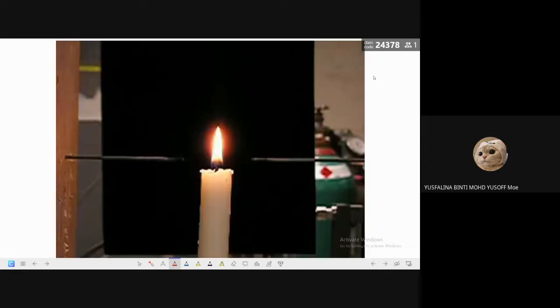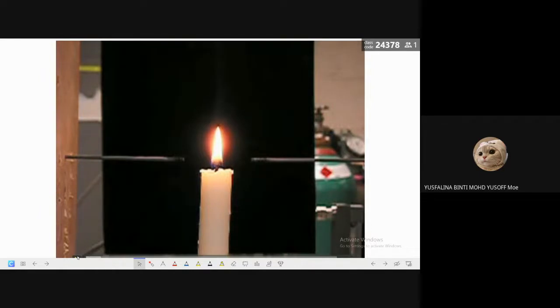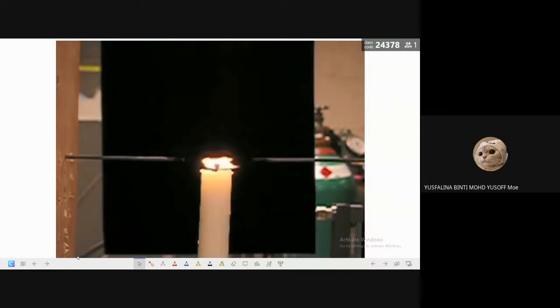All right, the second one is, what happens if you put a candle between two charges, right? So let's see this video. You can see there is a part, right? It moves stronger. Later I will let you see if you have time. It's the clearer one, right?